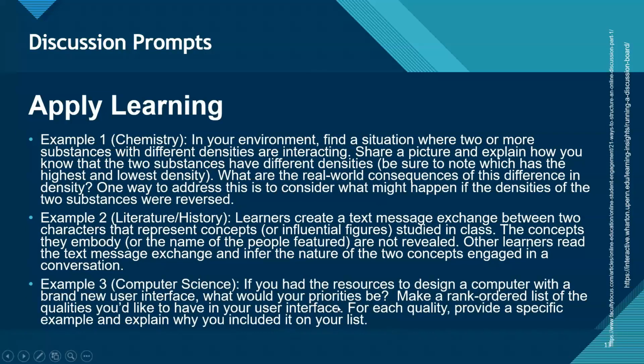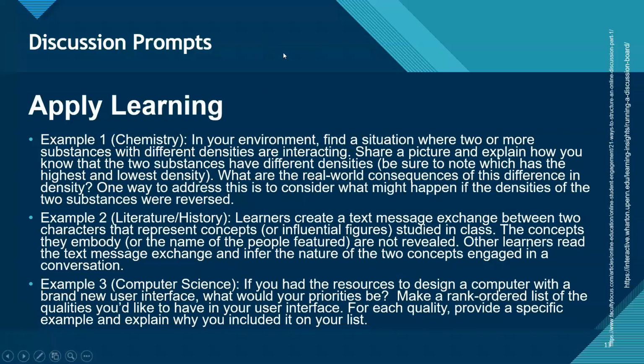And then this third one, computer science: if you had the resources to design a computer with a brand new user interface, what would your priorities be? Make a rank ordered list of the qualities you'd like to have in your user interface. For each quality, provide a specific example and explain why you included it in your list. So again, students are going to have a good understanding of what a user interface is and what the features and characteristics are, and an understanding of why those are important, because they're going to need to rank them. So having that knowledge and also being able to apply it.